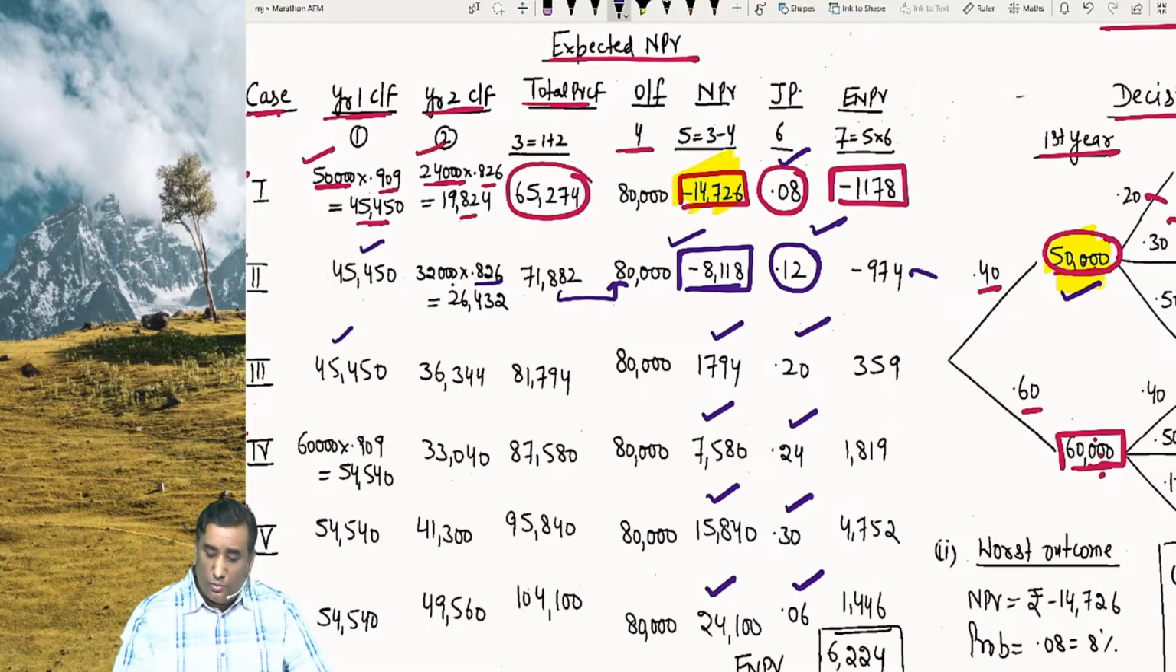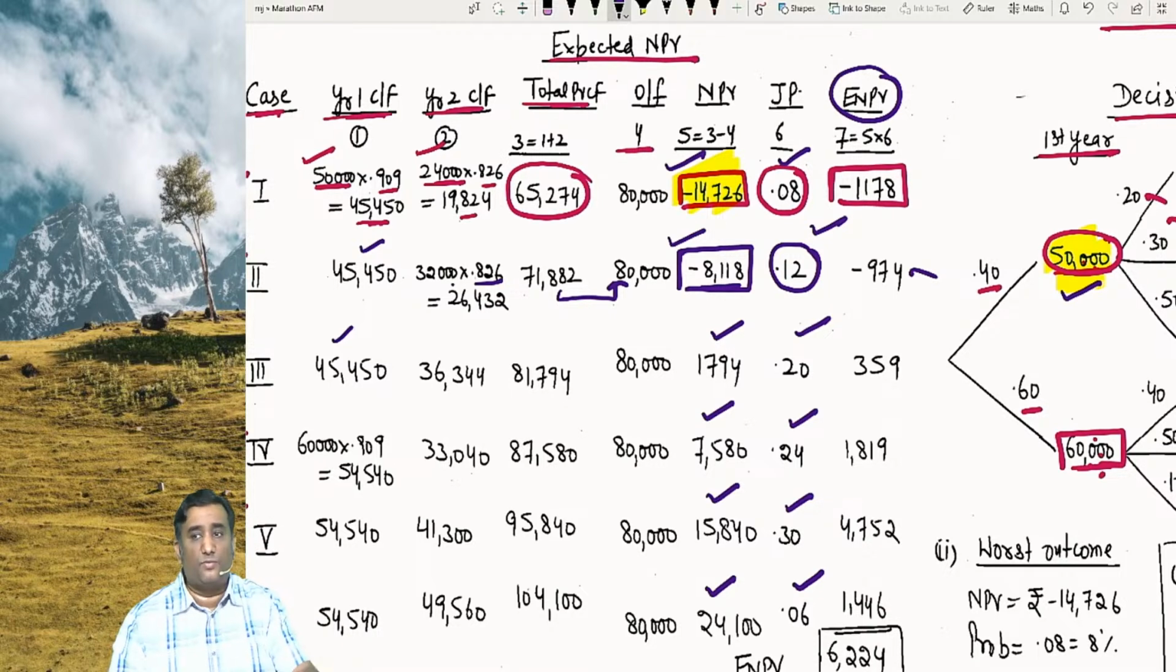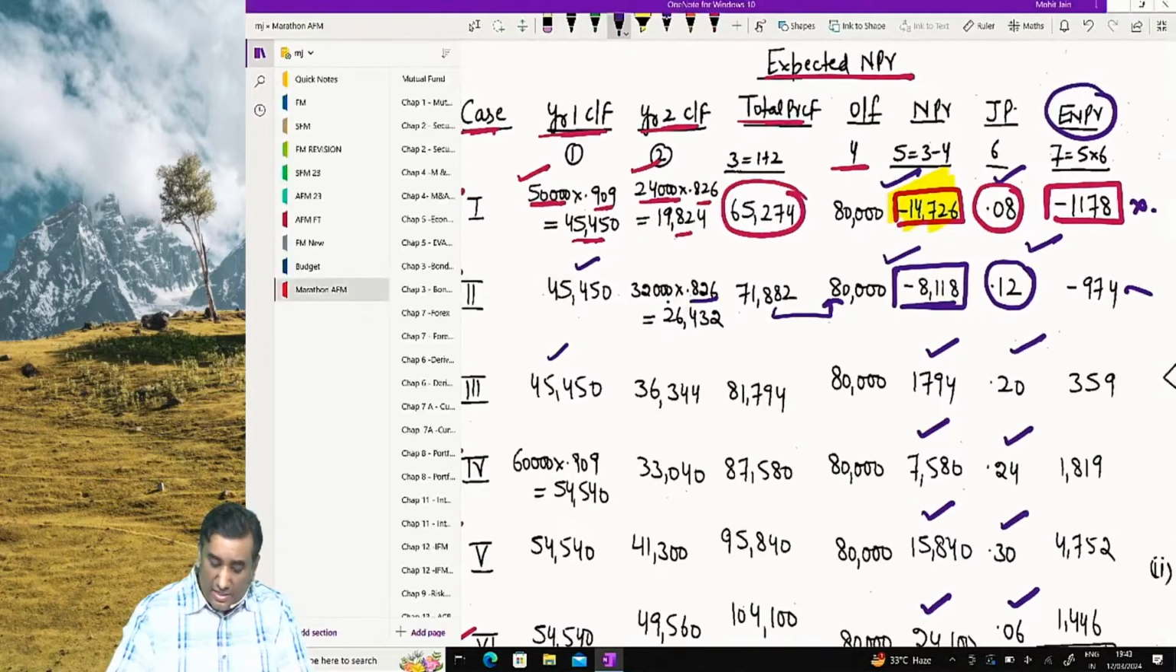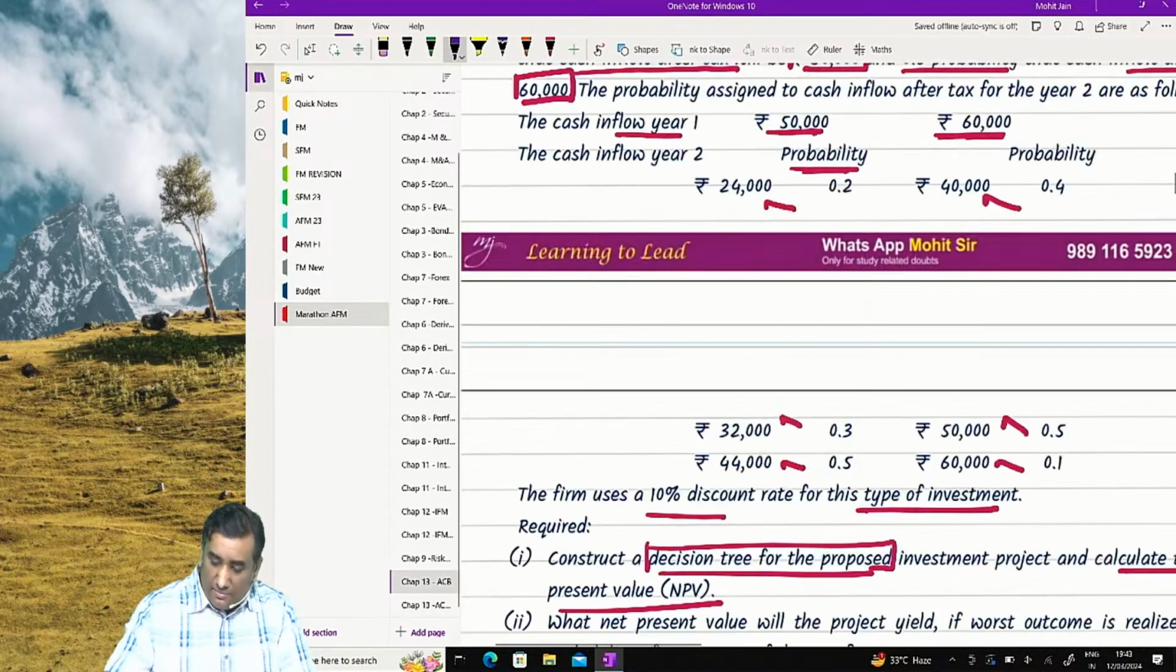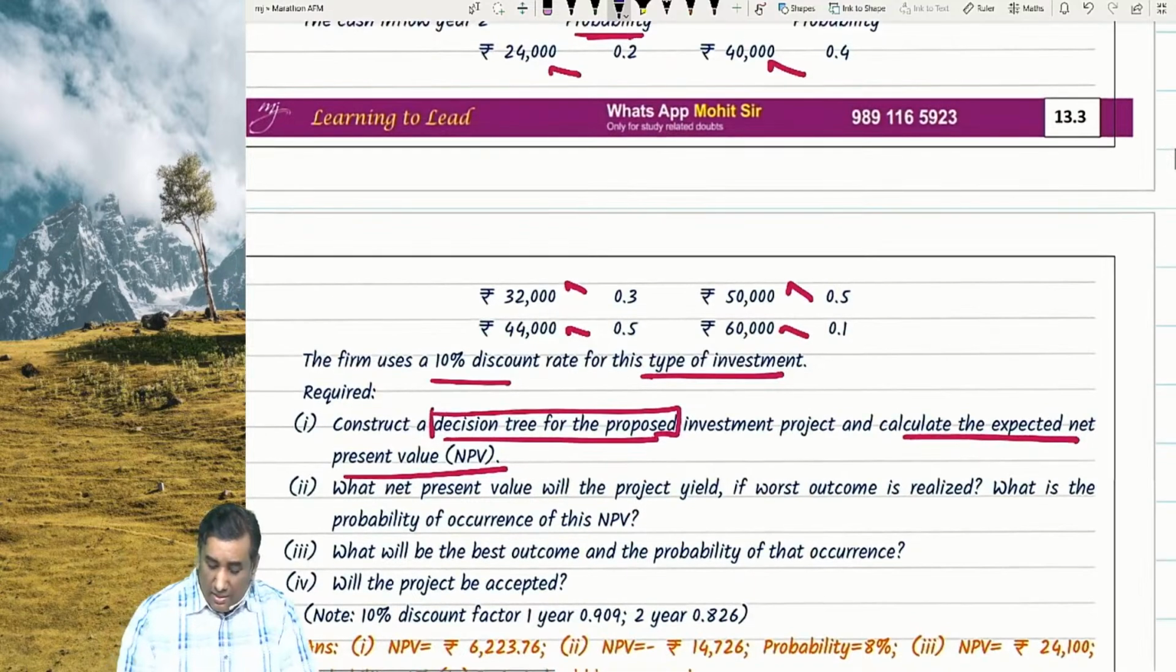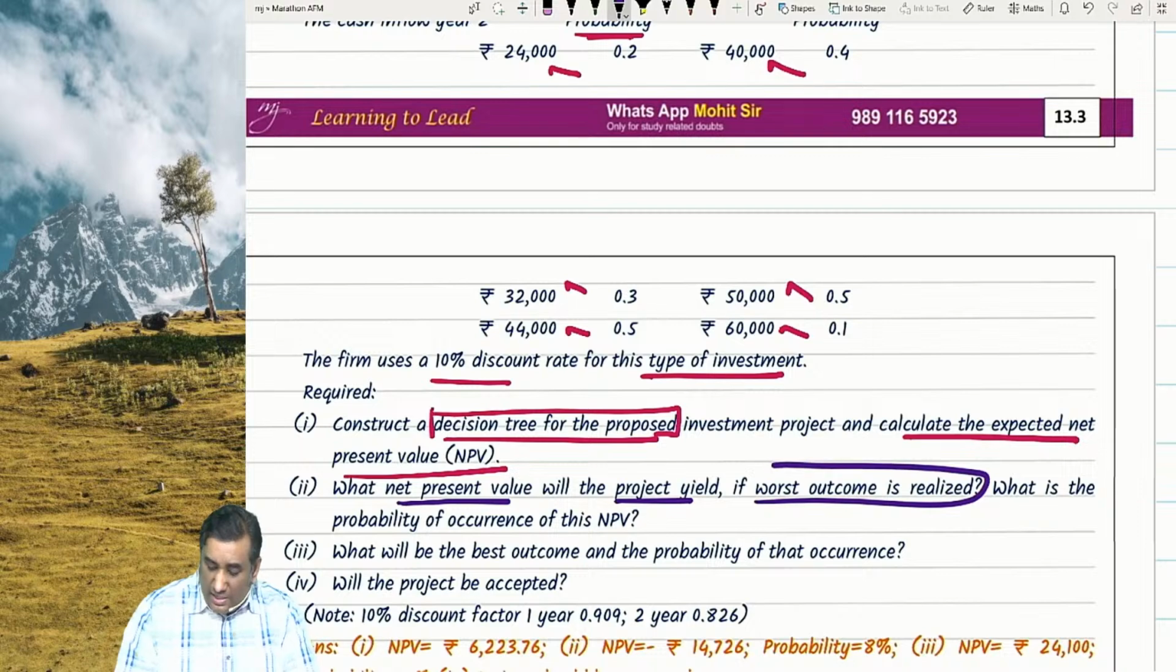Now for the worst outcome, do not look at expected NPV, please. The worst outcome is, what is your worst NPV amongst all? It is 14,726, and the chance of it happening is 8%. Please understand, if you give this as the answer, it is not the answer. How do we give it? He is asking very clearly, what will be the net present value the project yields if the worst outcome is realized?